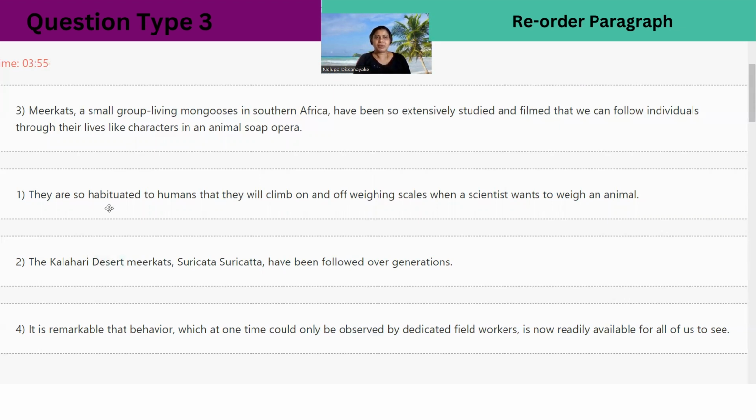They are so habituated to humans that they will climb on and off weighing scales when a scientist wants to weigh an animal. Habituated means that they have been used to something, used to doing something with humans. So now let's see the other answers. Now the meerkats have been followed over generations. So now the general idea is given. Now there is some kind of matching idea here as well. Now let's see the fourth one also.